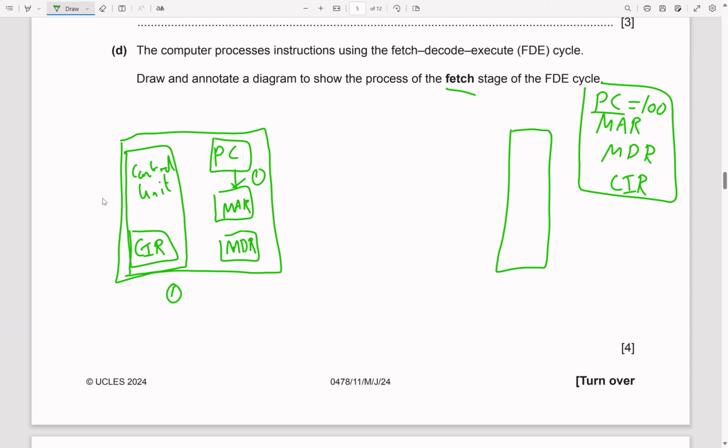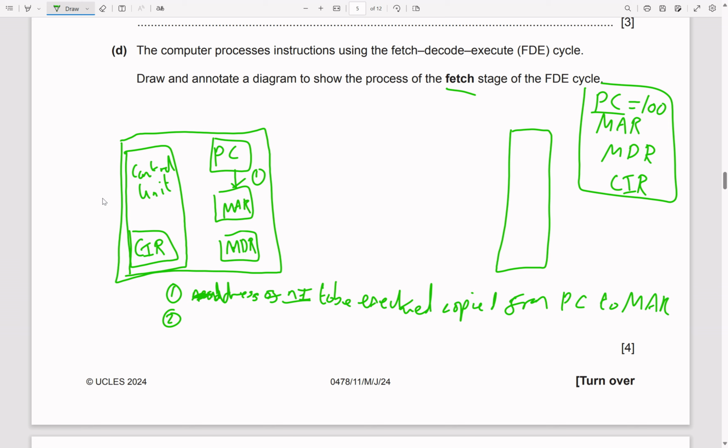Let's say address of next instruction, NI, next instruction to be executed, copied from PC to MAR.